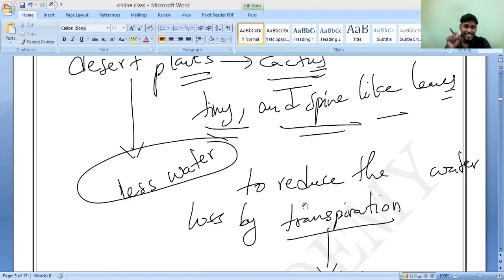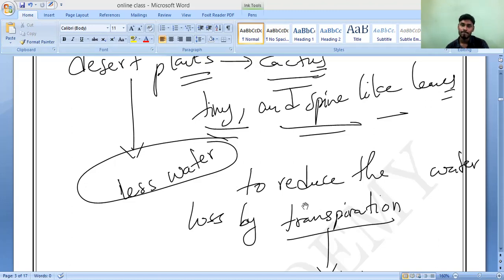Yes, so these tiny spine-like leaves of the cactus plant cannot do photosynthesis. They are tiny, small leaves and they are not doing photosynthesis. The stem and the branches of a cactus plant, which are green in color, contain chlorophyll. So the green branches of a cactus plant carry out the process of photosynthesis to make food for the plant.